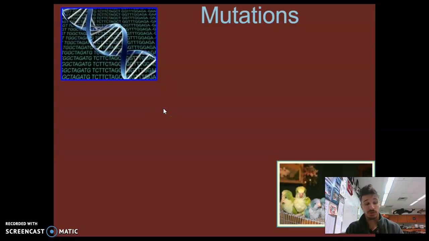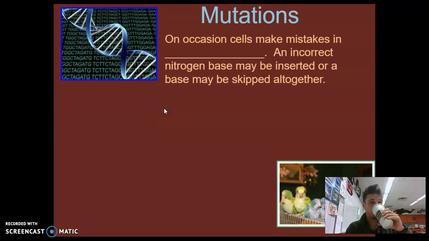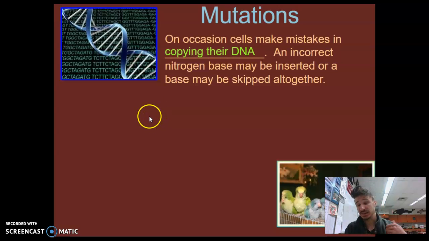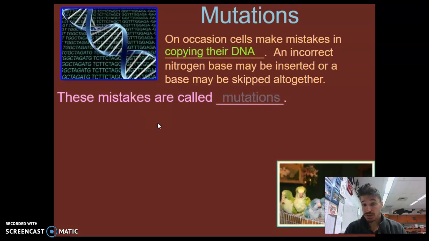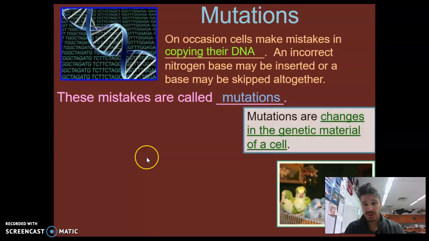Now let's talk about mutations. From time to time, your cells are going to make mistakes in copying their DNA. It's not a perfect process. An incorrect nitrogen base, like an A instead of a G or a C instead of an A, may be inserted or skipped altogether. And these mistakes are called mutations. Mutations are just changes in the genetic material of a given cell.